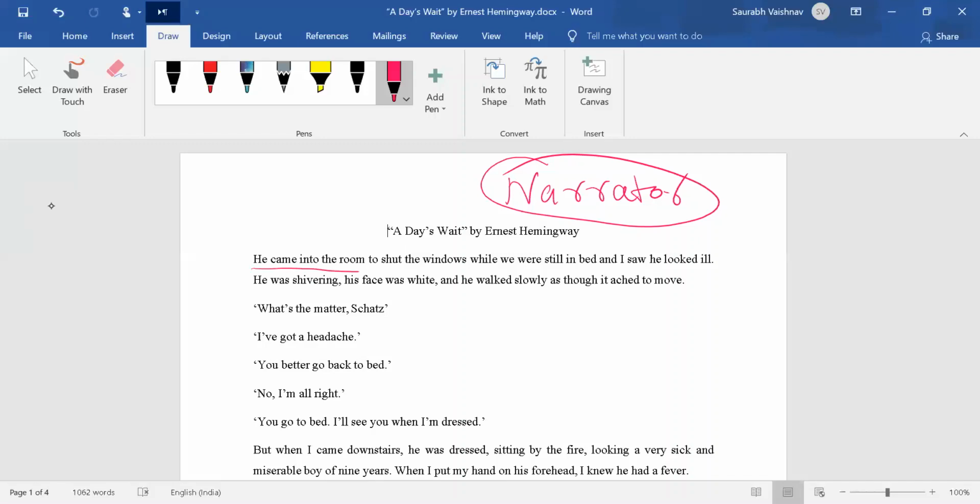So he came into the room to shut the windows while we were still in bed, and I saw he looked ill.